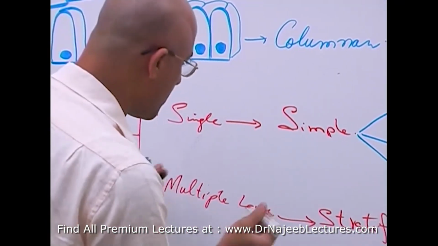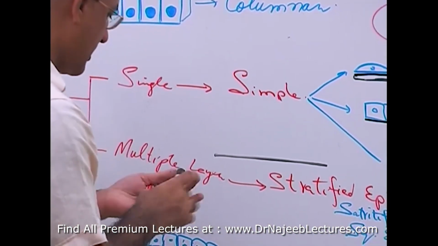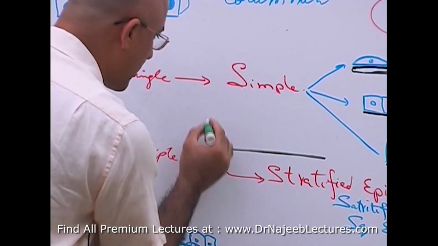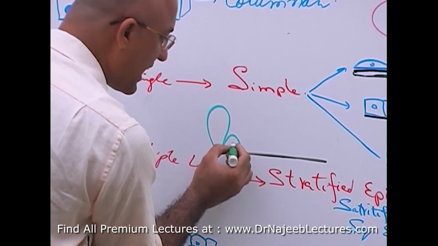After discussing simple epithelium, I want to talk about some very special type of epithelium. Look here, there is a basement membrane here, right? Some cells are tall, other cells are not as tall.